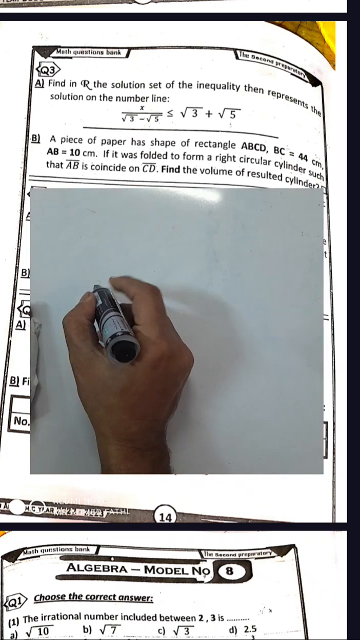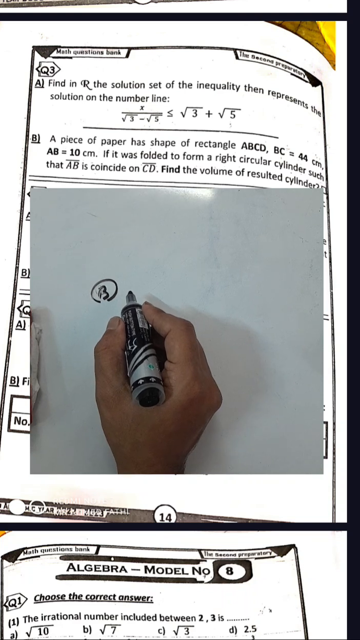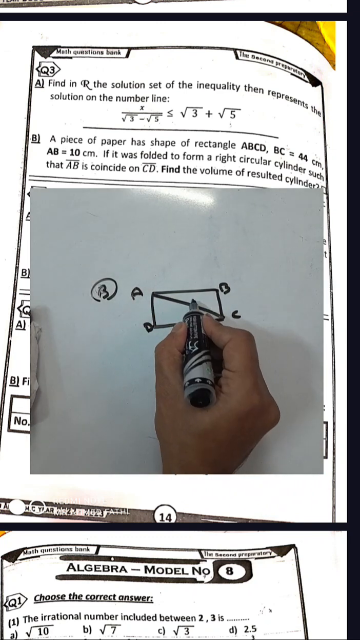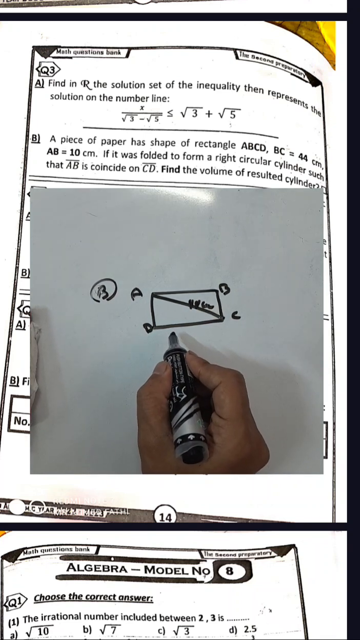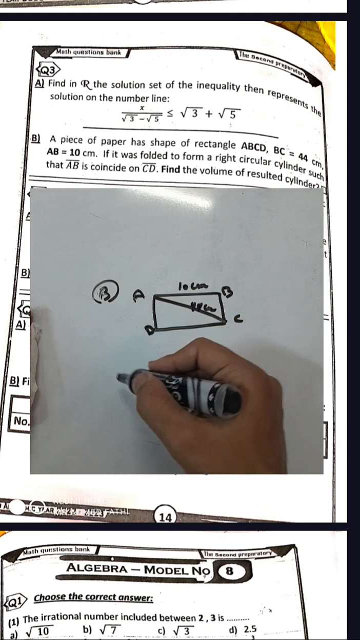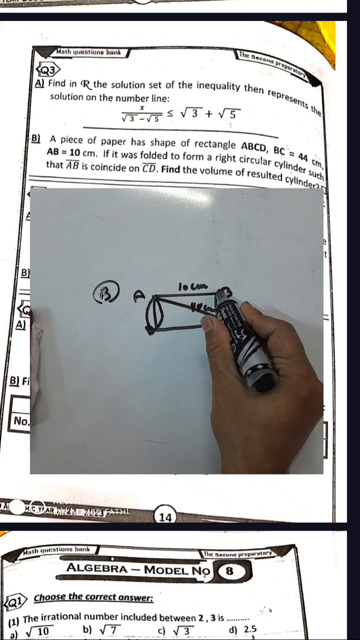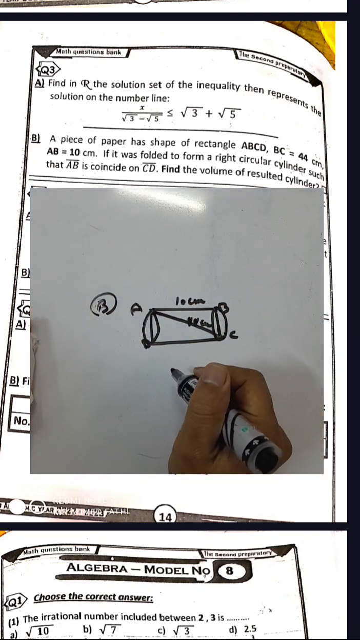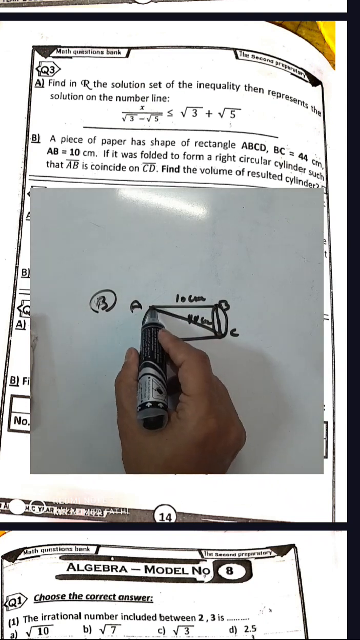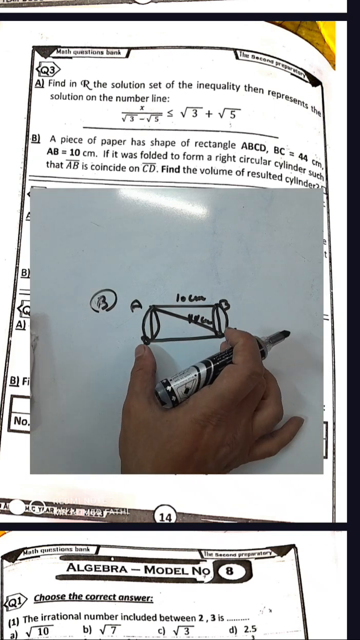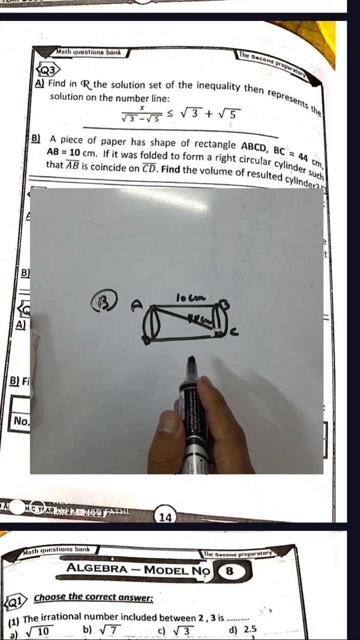Which is letter B? A piece of paper has the shape of rectangle ABCD. AB is 10 centimeters and the diagonal AC is 44 centimeters. If it was folded to draw a cylinder such that AB coincides with CD, and BC coincides with AD. Find the volume of the resulting cylinder.